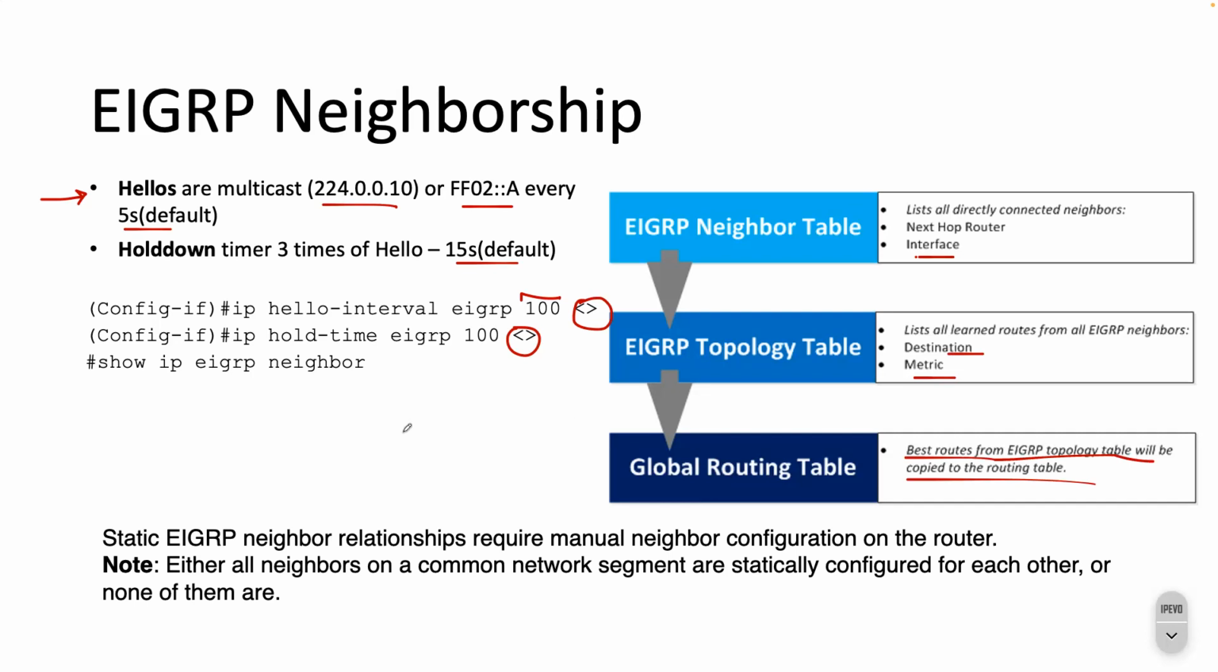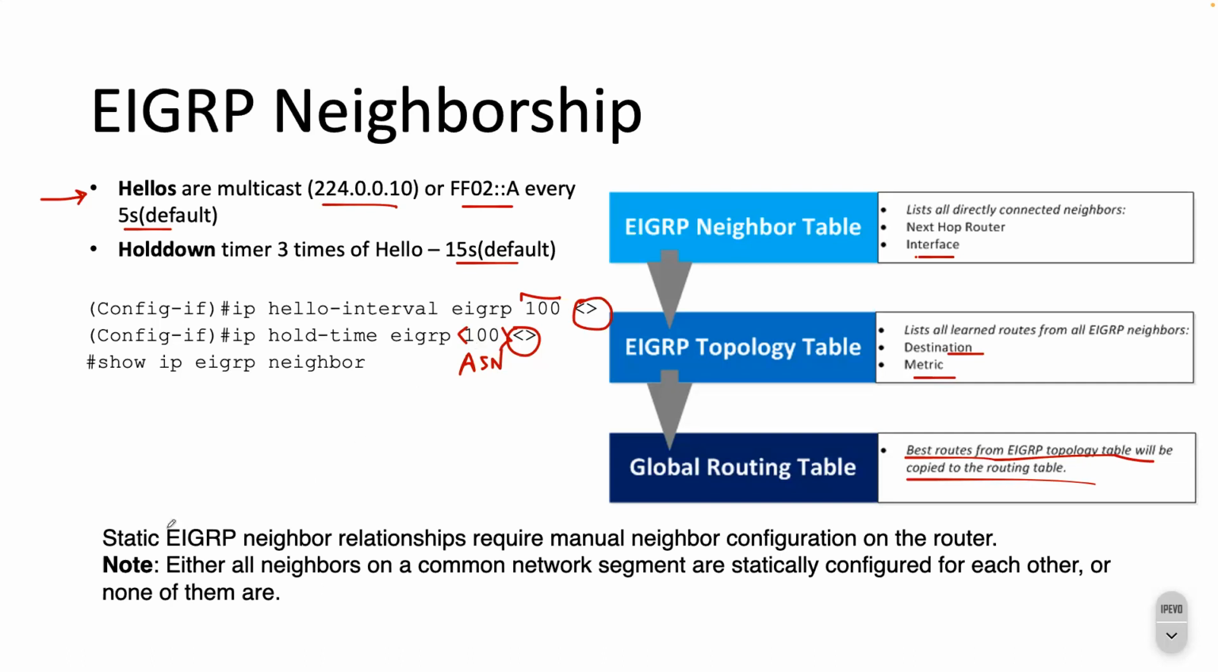Value 100, what is value 100 here? 100 is the EIGRP ASN number, autonomous system number. Just an example, it can be anything else also. In classic mode, we define a number over here, but leave it. When we do the named mode, I'll cover that.